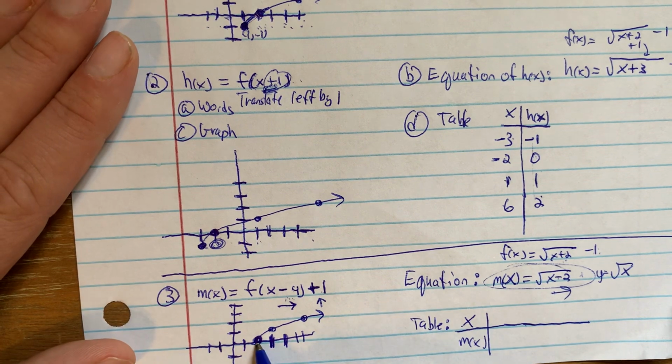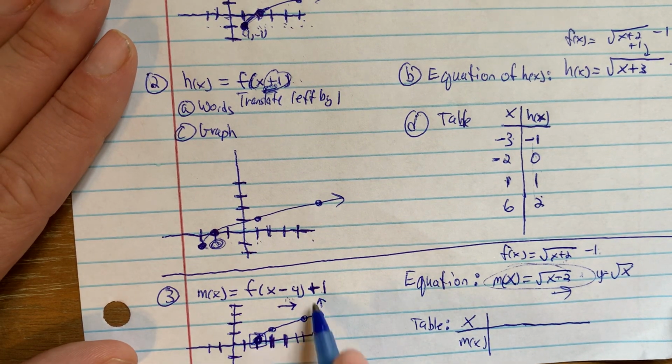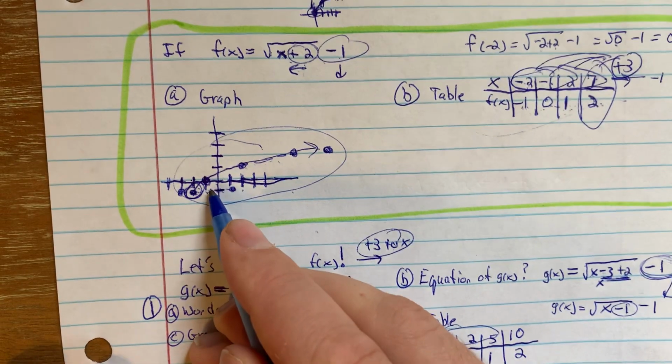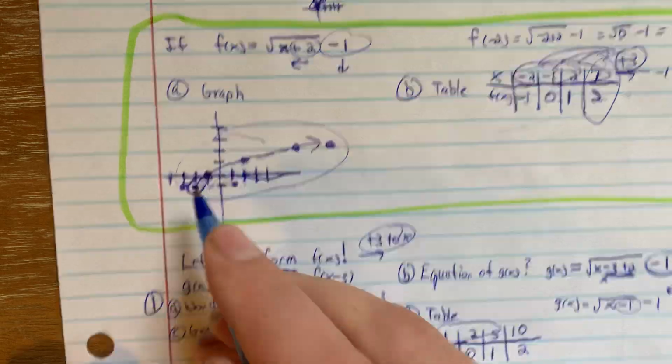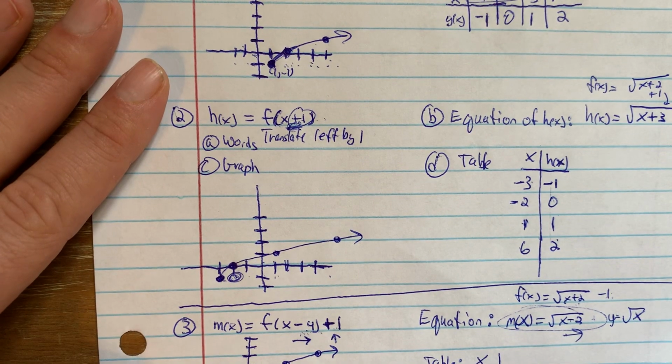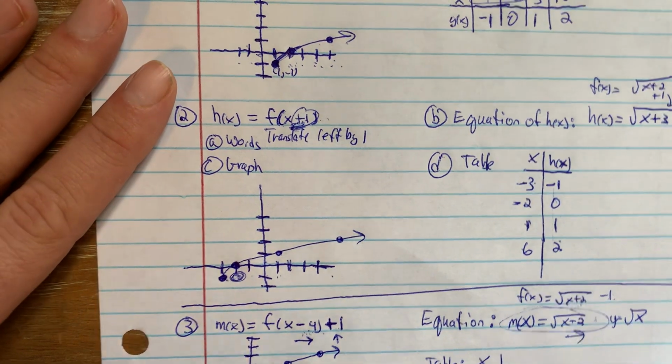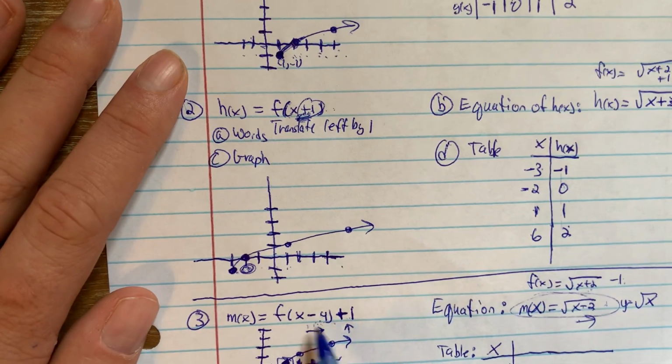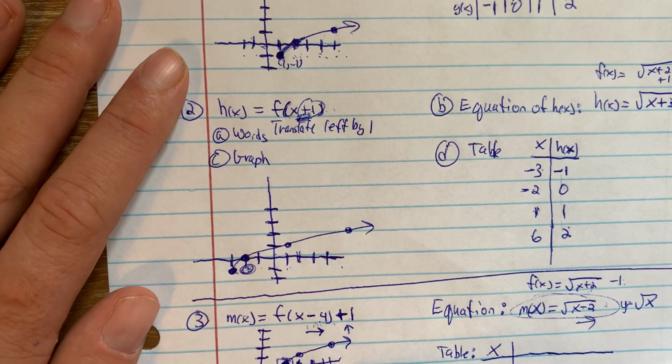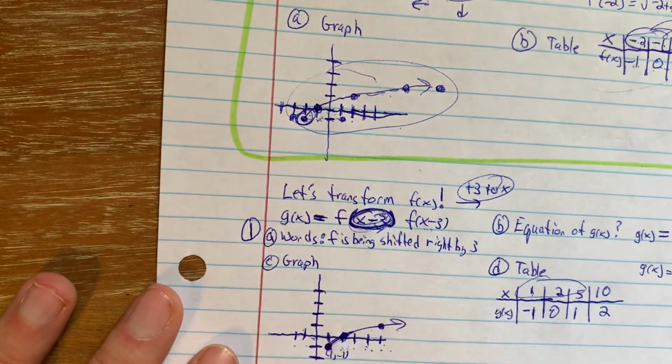Now you'll notice this point will be shifted 4 to the right and 1 up from where the old vertex was. The old vertex was at -2, -1. If we shift it 1, 2, 3, 4 to the right and 1 up, there it is at 2, 0. So 2 ways to do it. You can change the equation and then graph it, or you can just change the graph directly.